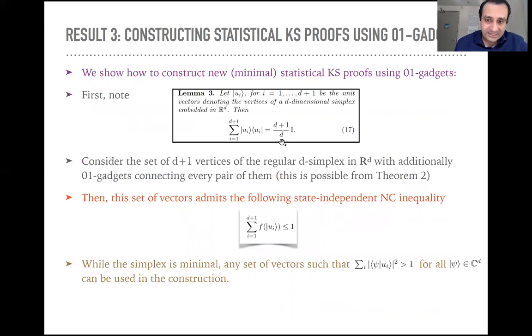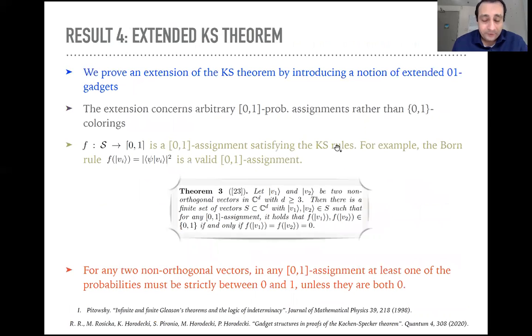So never mind what exactly that is, the idea is that we get constructions of other types of statistical proofs that can be provided starting from 0-1 gadgets, and some of these results are stated in the paper. Furthermore, we even prove an extension of the Kochen-Specker theorem using this notion of the 0-1 gadgets. So there is an idea to show an extension of the Kochen-Specker theorem.